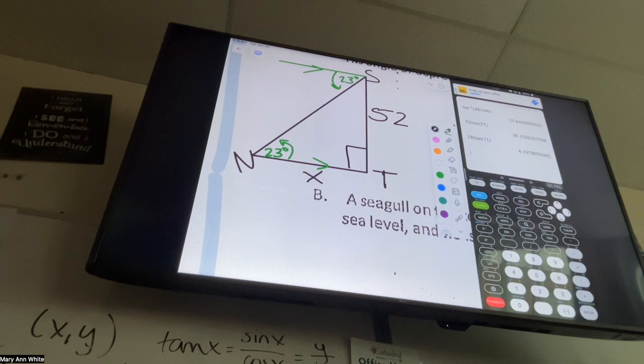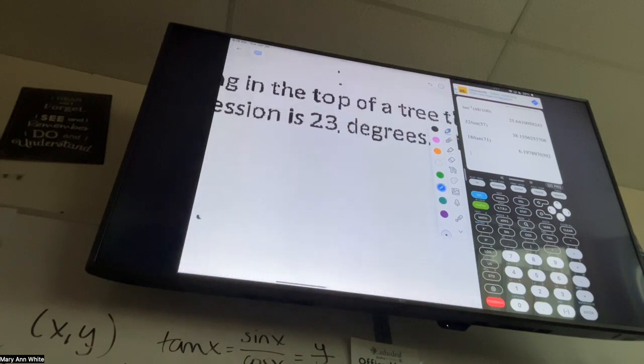Everybody good? Okay, let's label our triangle opposite, adjacent, hypotenuse so that we can figure out which trig function we need. Where's my hypotenuse? The empty side. What's my opposite? 52. What's my adjacent? X. Which trig function am I going to use? Oh, TOA. Tangent. So we're going to do tangent. And remember when I do that, we write tangent of the angle. So tan of 23 equals opposite, which is 52, over adjacent, which is X.